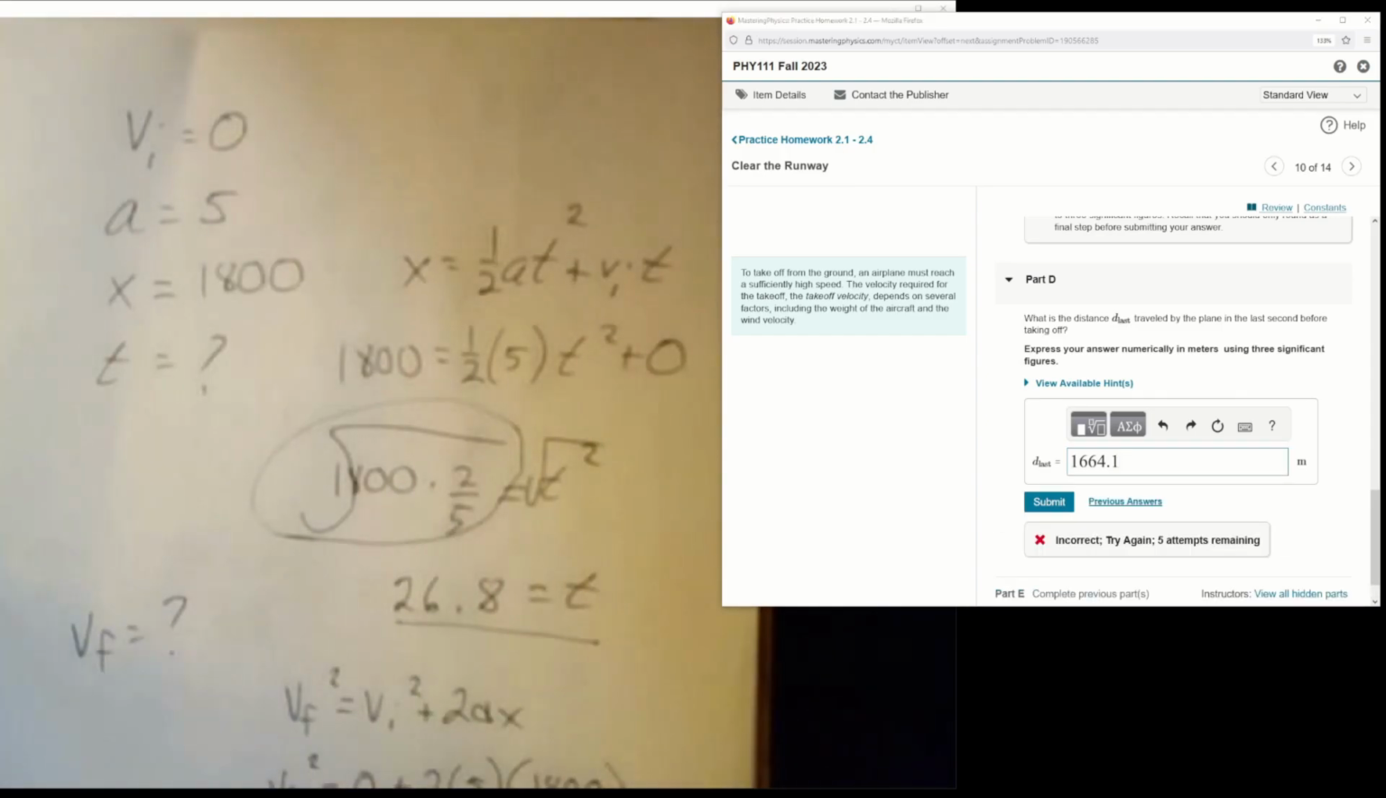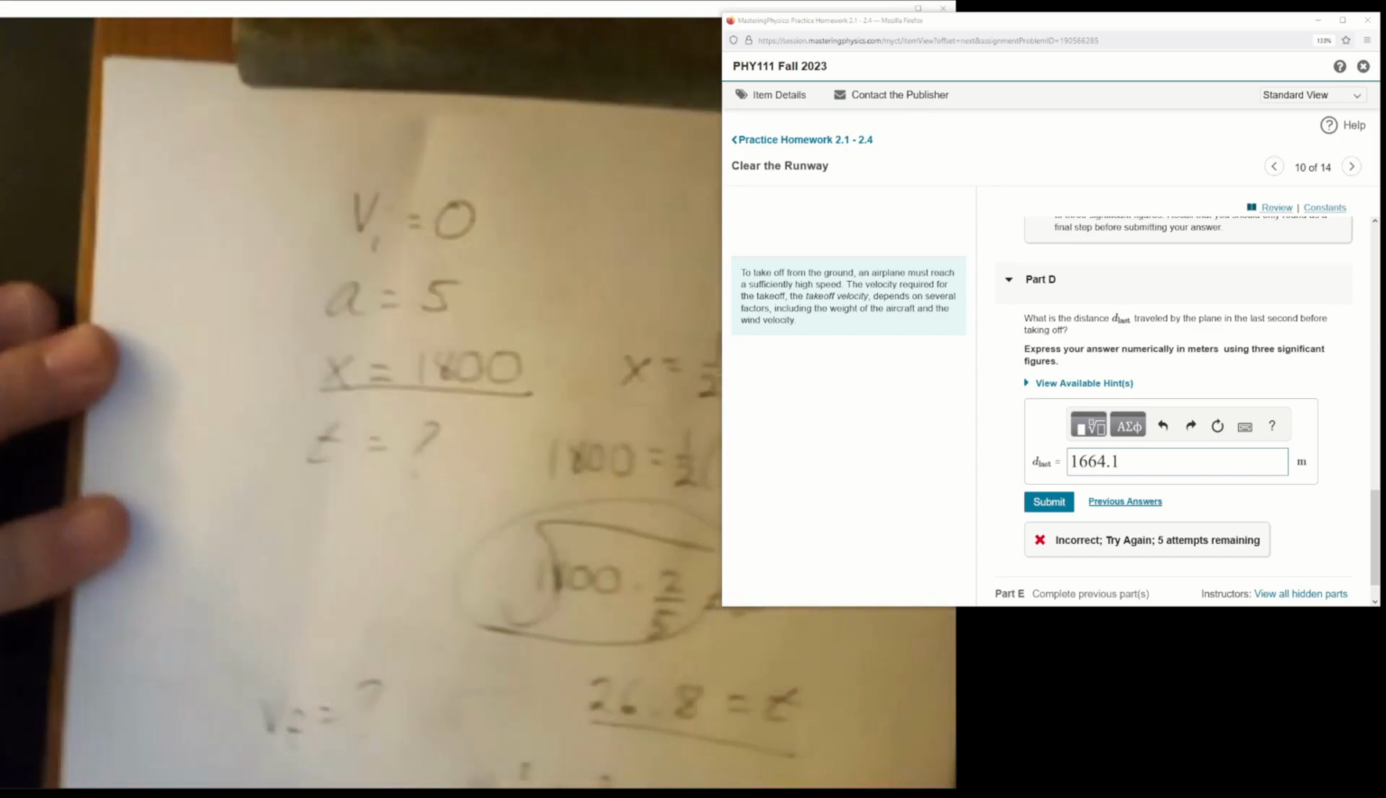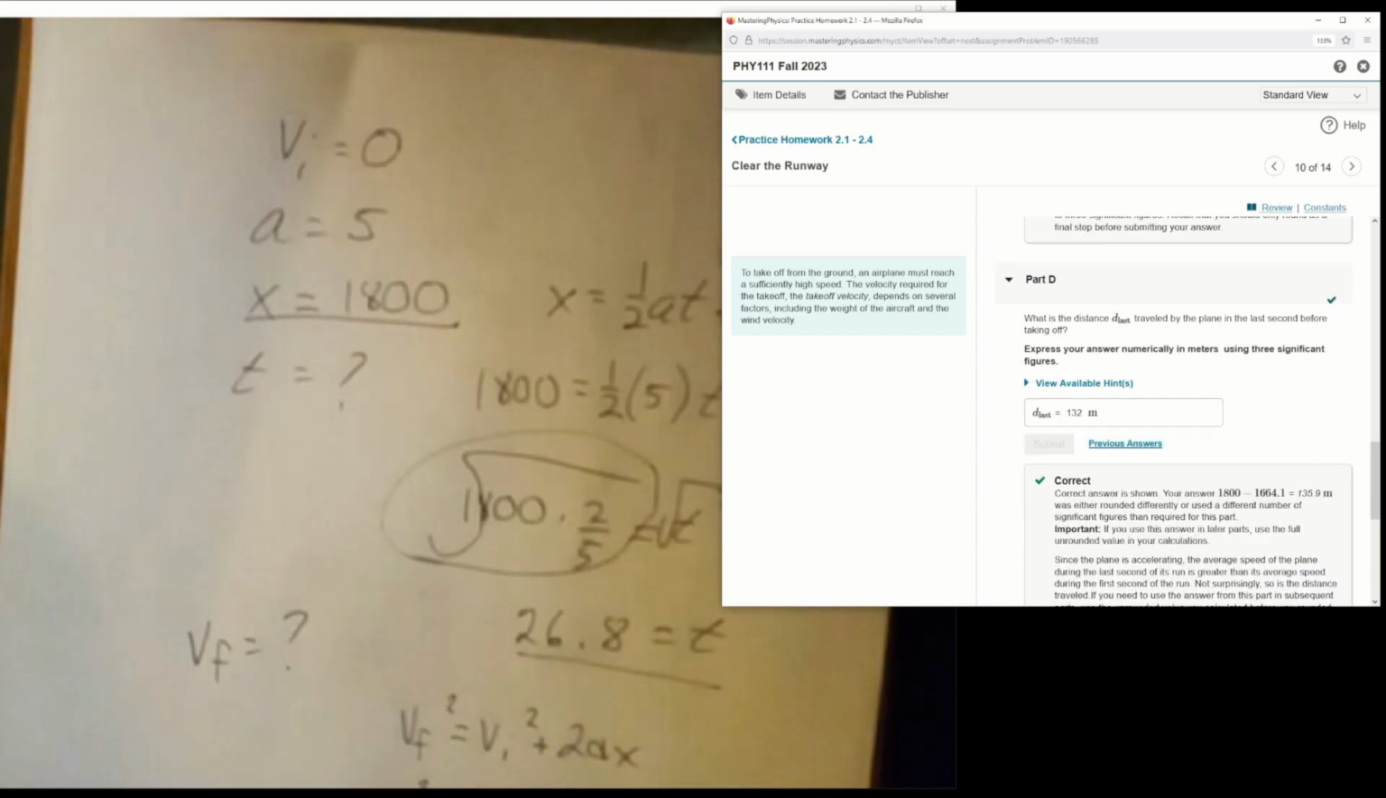All right, so I didn't quite complete that thought there. This is the distance traveled in 25.8. And remember that the total distance traveled is 1,800. So to get the distance traveled in the last second, we can do 1,800 minus, and I think we can actually do this right in the box here. I just did the subtraction right in the box, and it worked it out for us to get our answer.